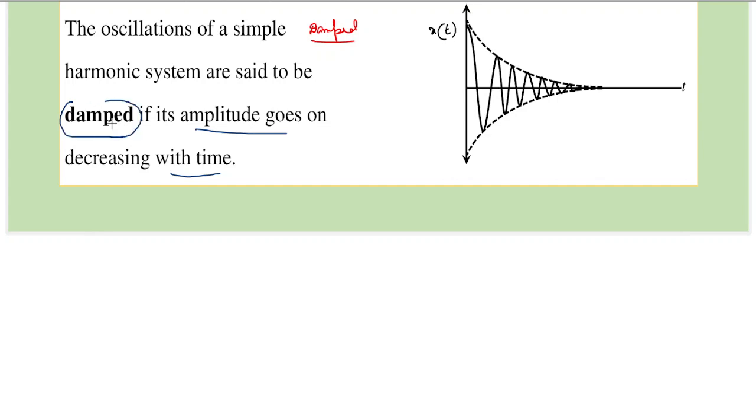So for any system in the universe where there is a resistive force present, there will always be damped oscillations. A graph of displacement versus time would keep on decreasing as shown here. To understand this, let's take an example of a simple pendulum, with this as its mean position.